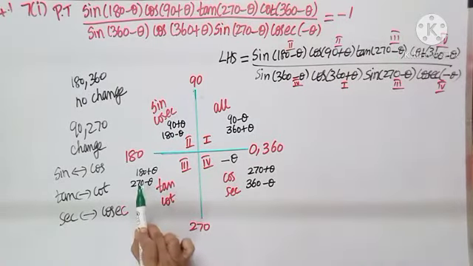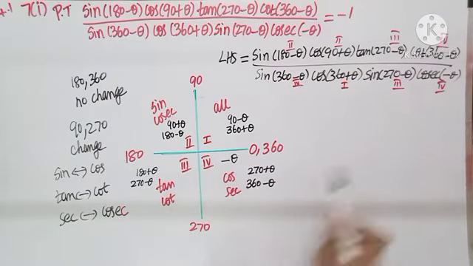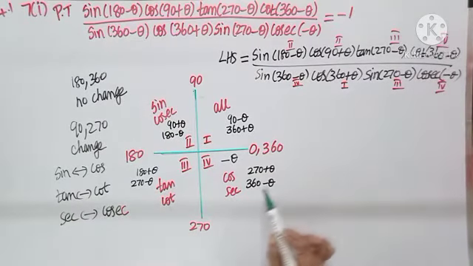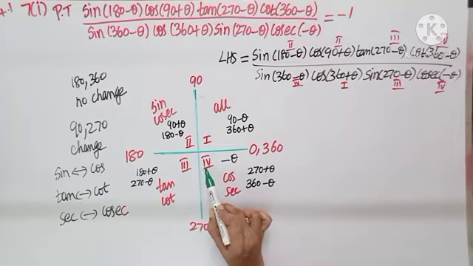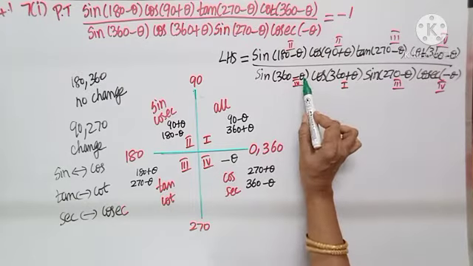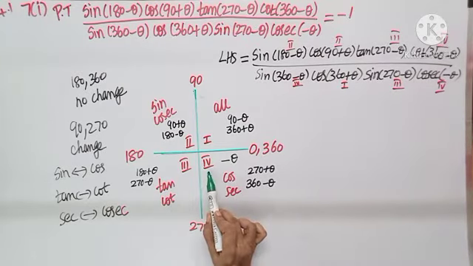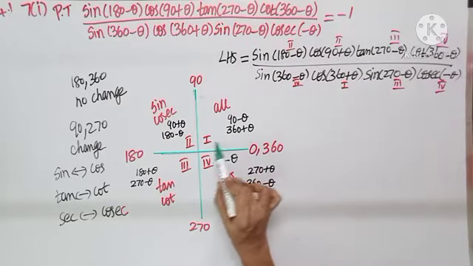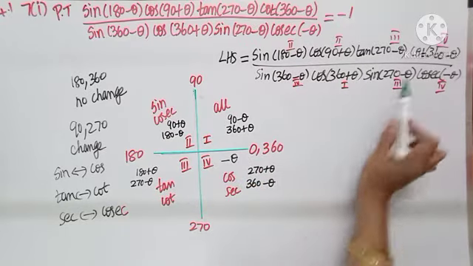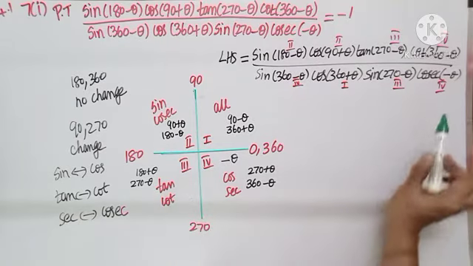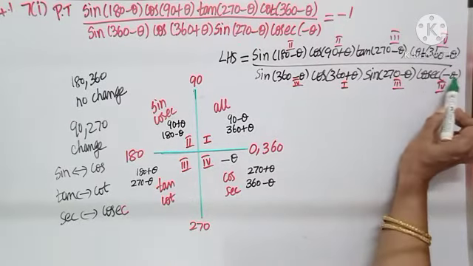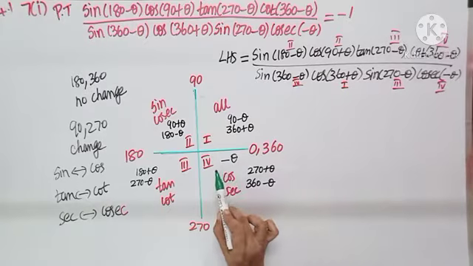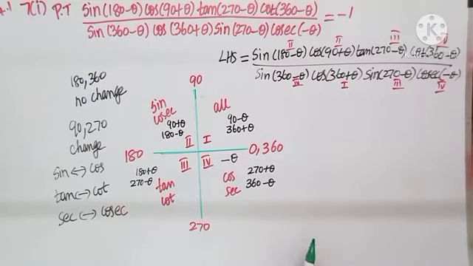270 minus theta, we are in the third quadrant. 360 minus theta, fourth quadrant. 360 minus theta is in the fourth quadrant. 360 plus theta, first quadrant. 270 minus theta, third quadrant. Cosecant of minus theta. Minus theta is also in the fourth quadrant.